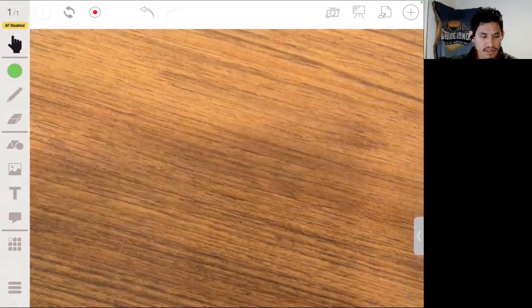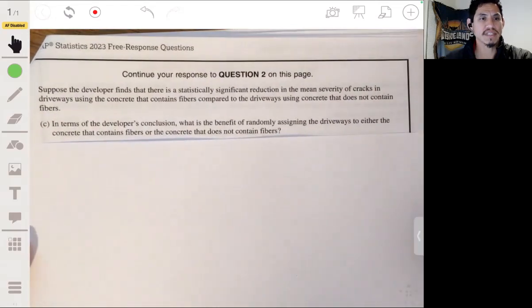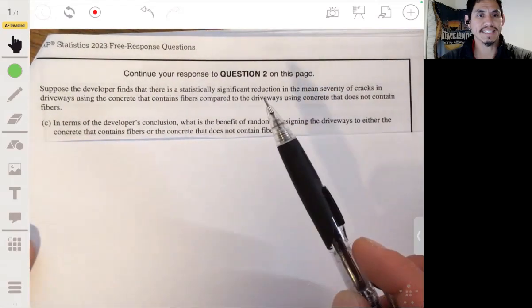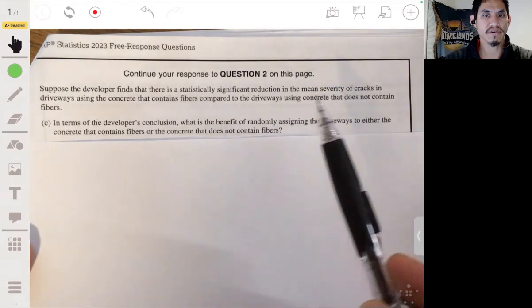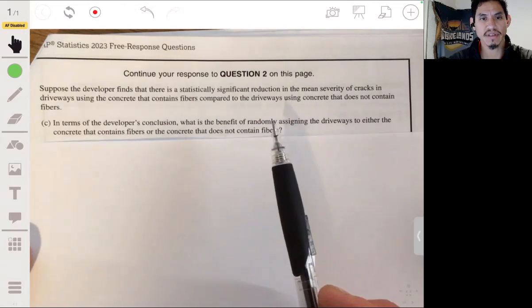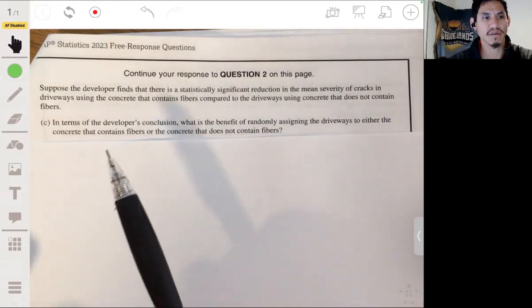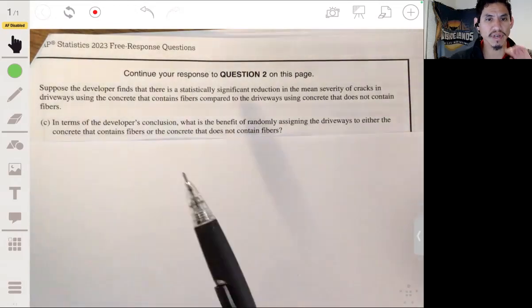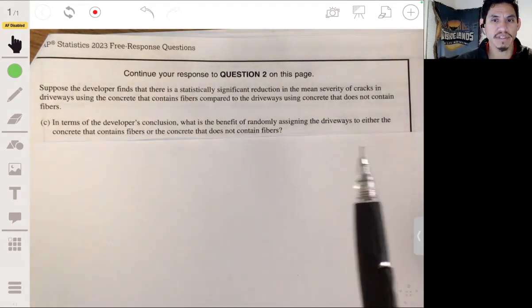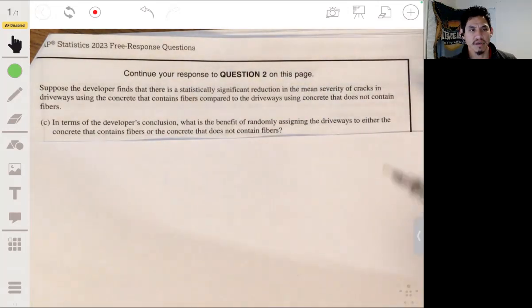All right, and the last part: suppose the developer finds that there is a statistically significant reduction in the mean severity of cracks in driveways using the concrete that contains fibers compared to the driveways using concrete that does not contain fibers. In terms of the developer's conclusion, what is the benefit of randomly assigning the driveways to either the concrete that contains fibers or the concrete that does not contain fibers?